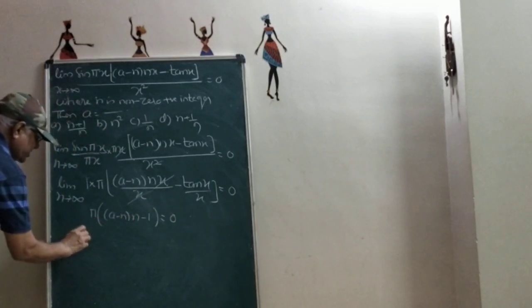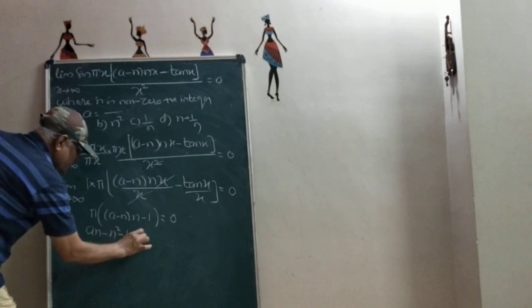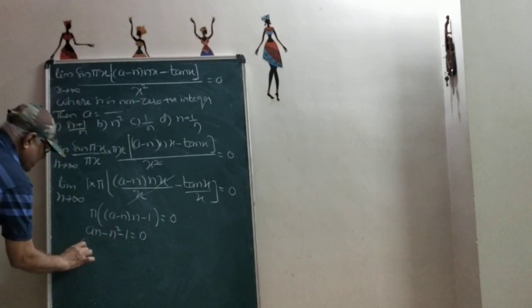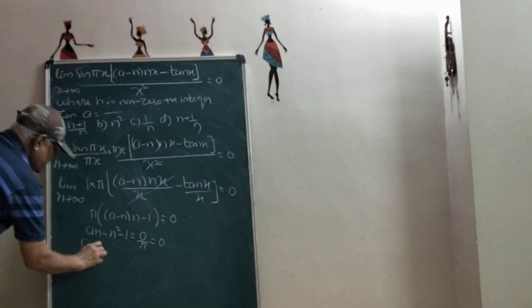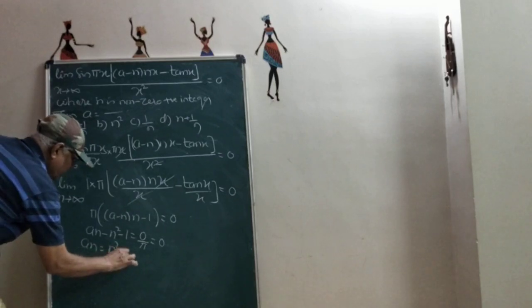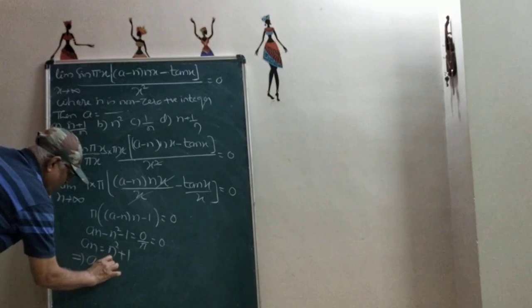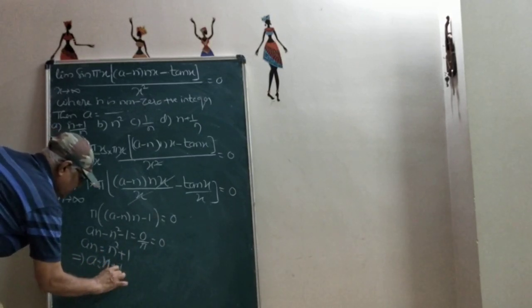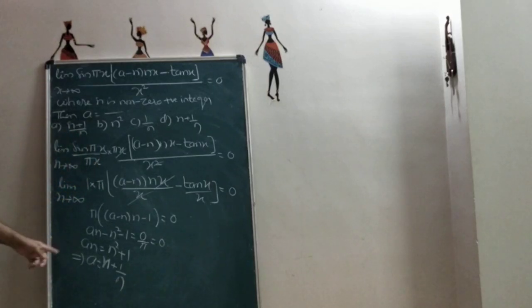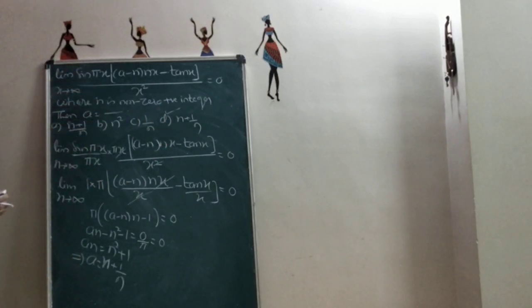Transform this pi to RHS, that is a into n minus n square minus 1 equal to 0, or 0 divided by pi, that's equal to 0. Or what is a n value? a n equal to n square plus n. So this implies a equal to n plus 1 divided by n. So the value of a equal to n plus 1 upon n. Which option here? That is the last one. That's just a simple question.